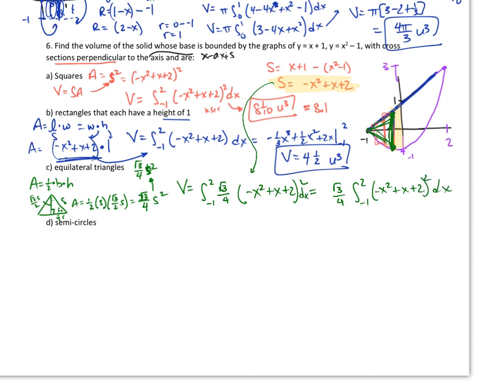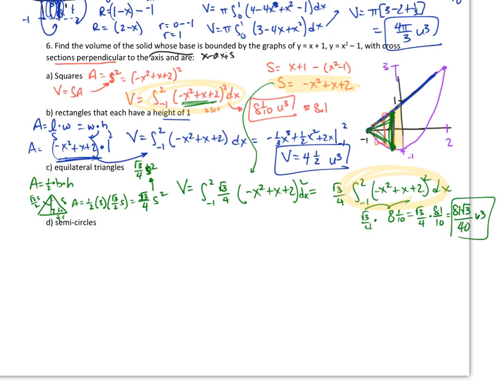Our slices are perpendicular that way. This should look familiar because it's the same exact problem as right here. We got this answer as 8 1/10, and then we have this root 3 over 4 times it. So this is going to be root 3 over 4 times 81 over 10, which will give me 81 root 3 over 40 cubic units. Again, I didn't really need to do this part because I've already done this problem right here. It's the same exact thing.